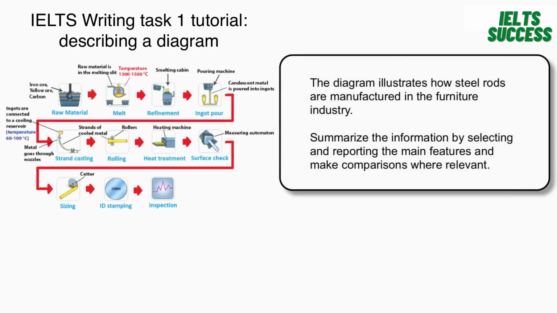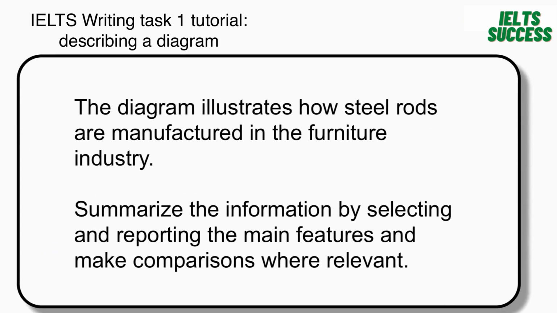And here's how a Writing Task 1 question with a diagram may look like. You've got a question card that gives you some basic information about your diagram, and you've got the diagram, which you should describe in your own words. Let's take a closer look at our question card. It says, the diagram illustrates how steel rods are manufactured in the furniture industry. Summarize the information by selecting and reporting the main features and make comparisons where relevant.